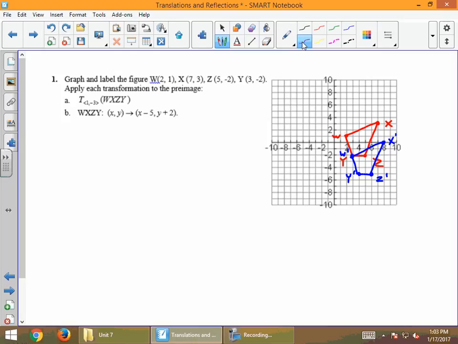So let's try it. Go back to your pre-image, the red one we started with. I'll do W first. I'm going to go left 5, up 2. 1, 2, 3, 4, 5. 1, 2. Here's my W prime. These are two different moves. Let's go to Y here. 1, 2, 3, 4, 5. 1, 2. Y prime. Z. 1, 2, 3, 4, 5. 1, 2. Z prime. And the same thing for my X. 1, 2, 3, 4, 5. 1, 2. X prime.